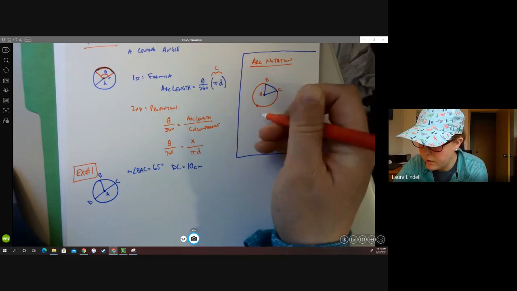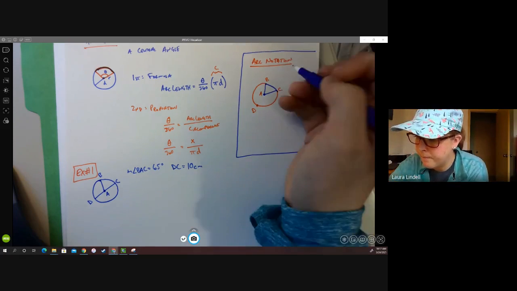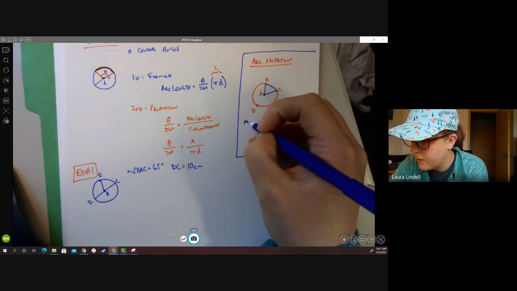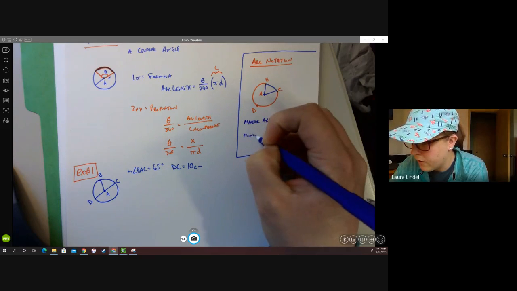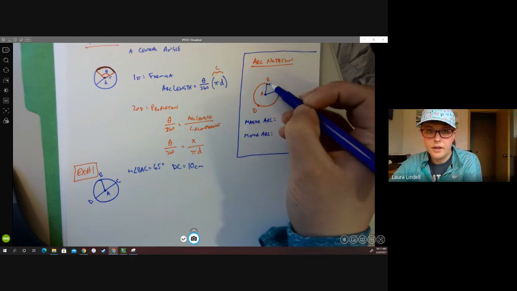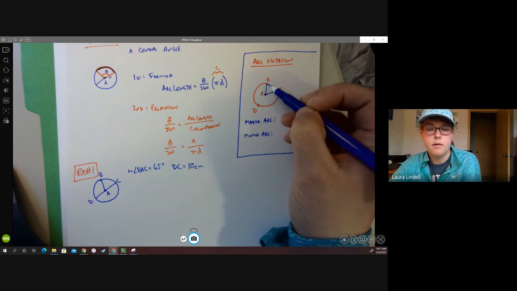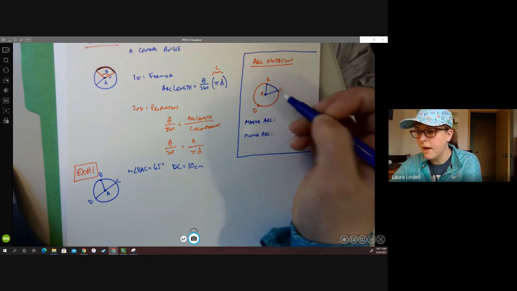And we'll have some other point over here. Okay, so if I'm going to label an arc, there's two different kinds of arcs. There's major arcs and there's minor arcs. And there's semicircles. A minor arc is an arc that is less than 180 degrees. So like BC here, this would be a minor arc.